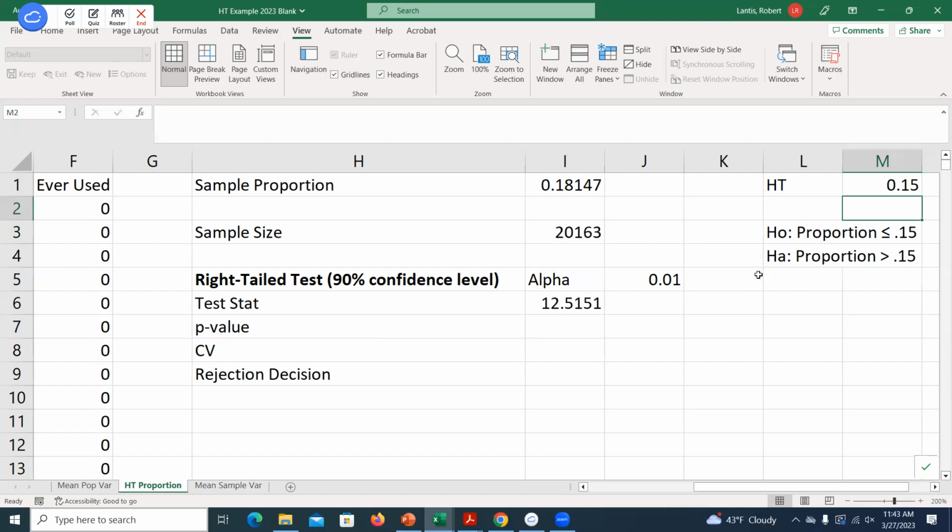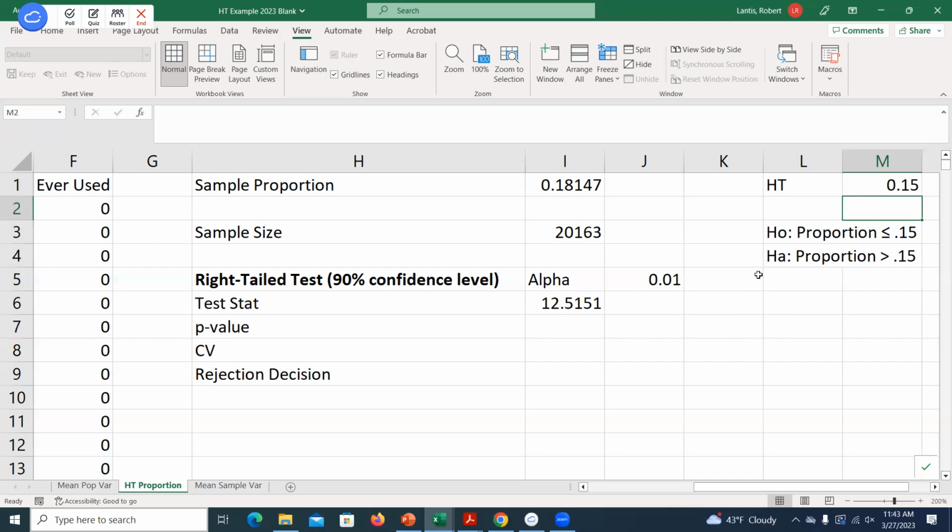I take 12, right? So dealing with proportions, that test statistic comes from the standard normal or the Z tables. I found a sample proportion of approximately 0.18. That's a Z value of 12.51. I don't even have to use the table. If I look this up, remember, I have a right tail test now. So I actually want the area to the right when I'm thinking about my p-value.